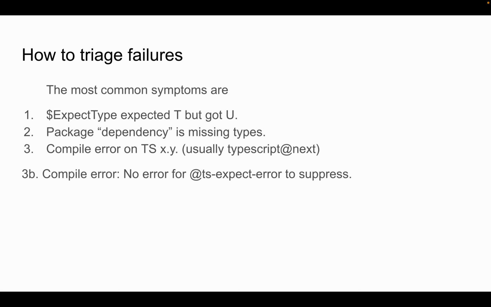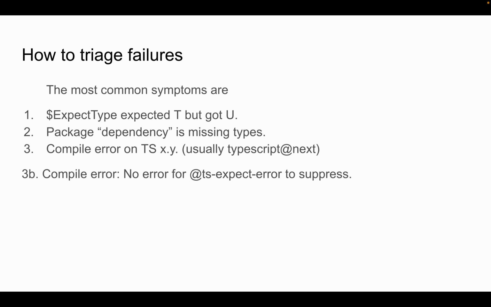The problem with figuring out which of those 3 causes is the actual cause of failure is that they all more or less have the same symptoms. You'll see $ExpectType fails, and it says expected T but got U for some types T and U. Or you'll see a compile error that package dependency, whatever package it is, is missing types. Or you'll see a compile error on some TypeScript version.